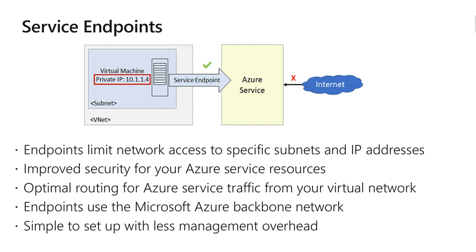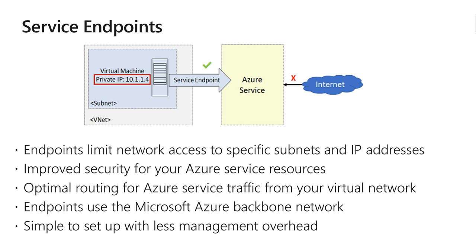The second one is optimal routing for Azure service traffic from your virtual network. Currently, any routes in your virtual network that force internet traffic to your premises or a virtual appliance, also known as force tunneling if you're familiar with the term, also force Azure service traffic to take the same route as the internet traffic. Service endpoints provide optimal routing for your traffic.